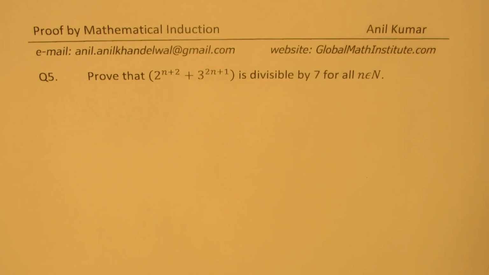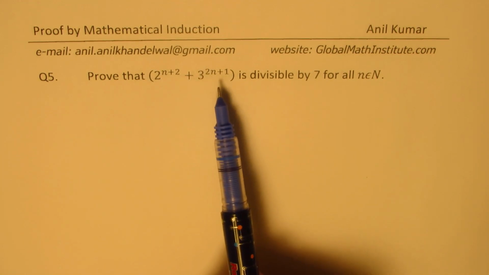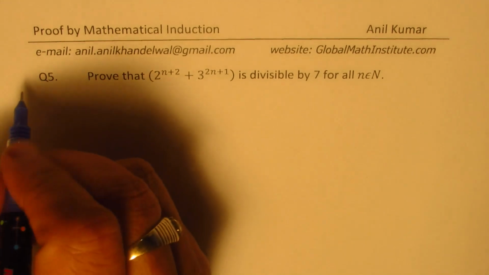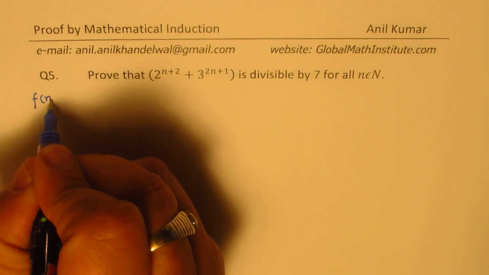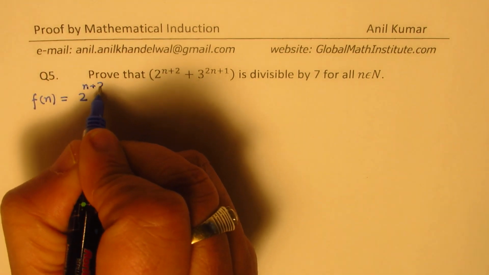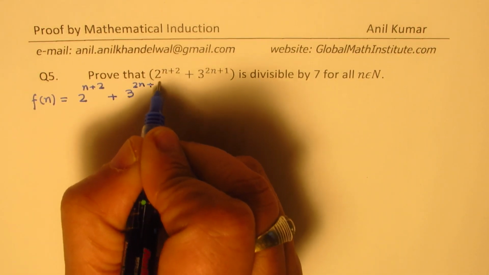Now let's take question number 5. Question number 5 is to prove that 2 to the power of n plus 2 plus 3 to the power of 2n plus 1 is divisible by 7 for all values of n. So again, we'll define our function f of n as equal to 2 to the power of n plus 2 plus 3 to the power of 2n plus 1.